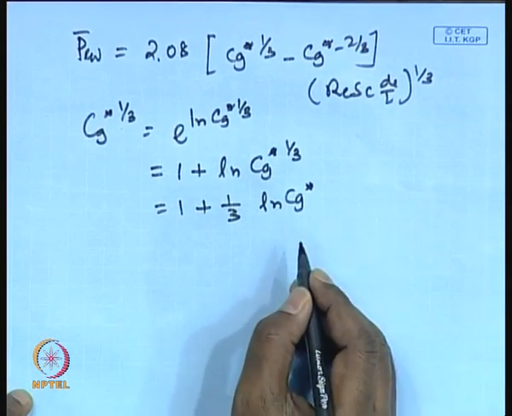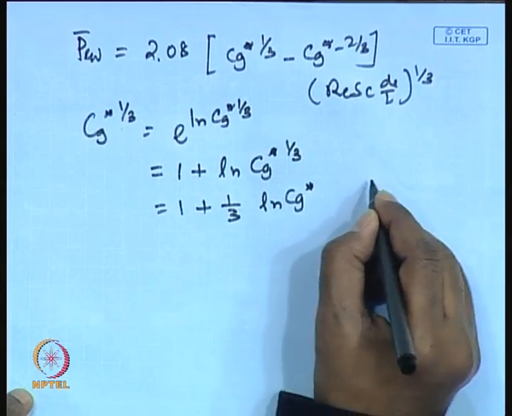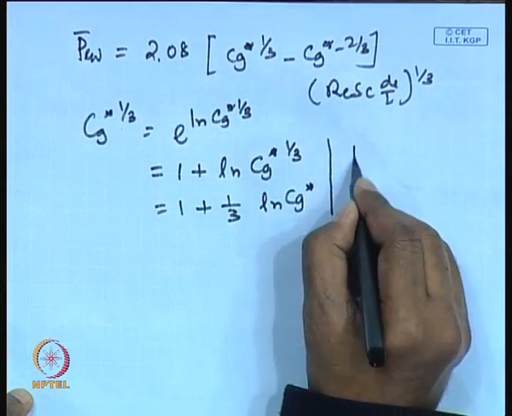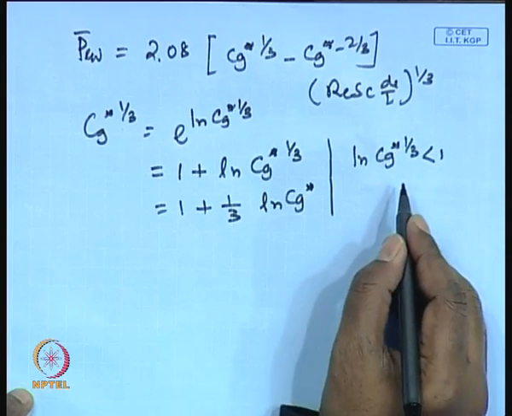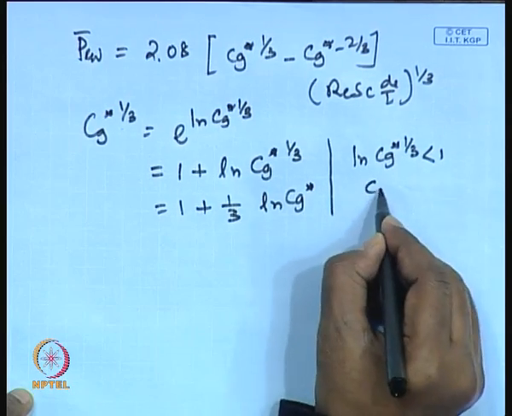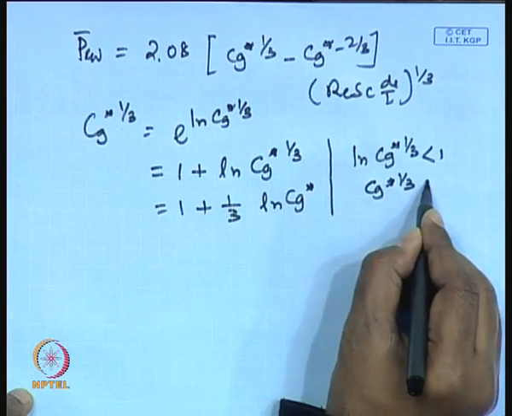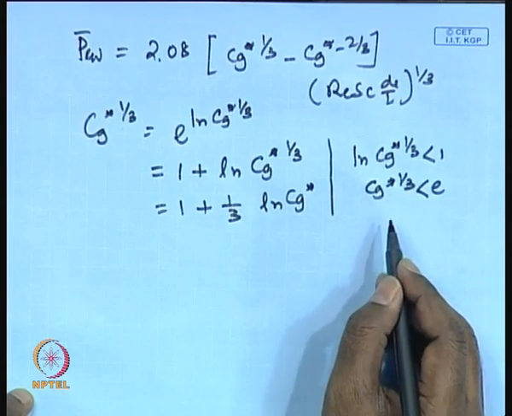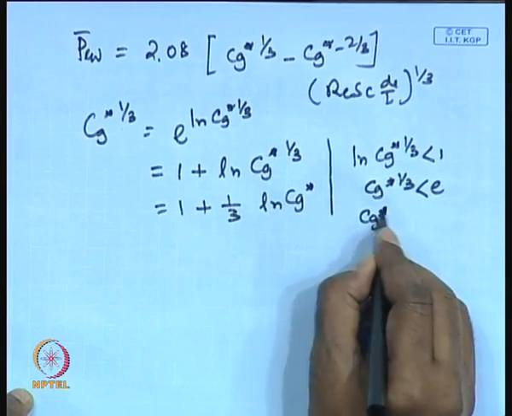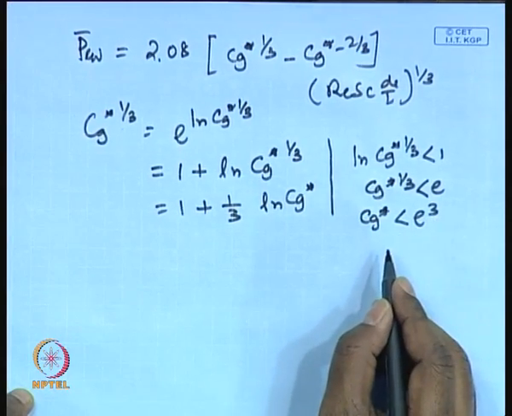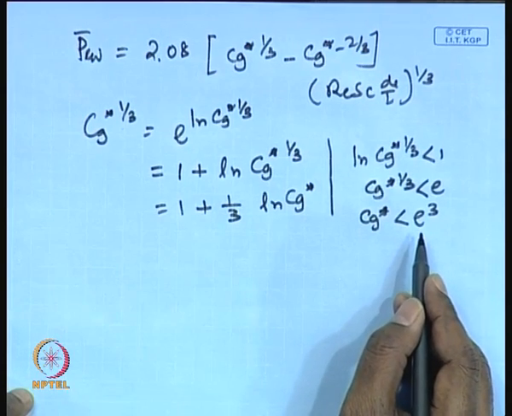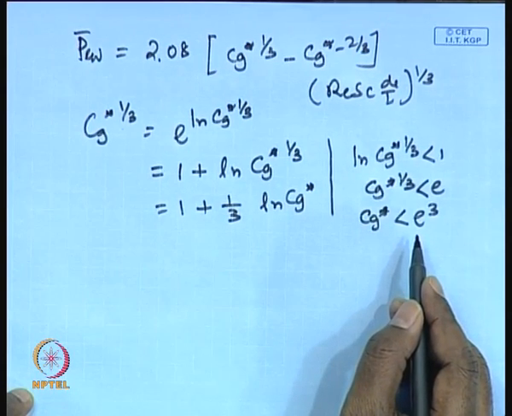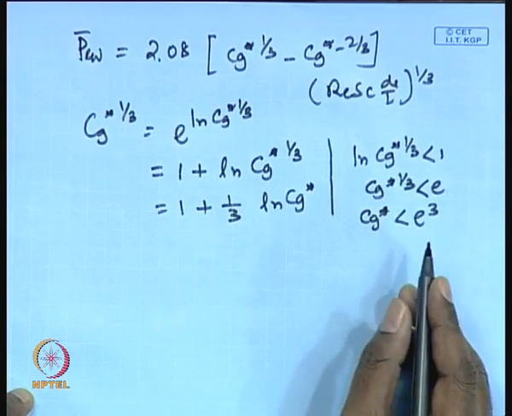Okay. So, what is the limit? The limit is ln Cg star to the power 1 upon 3 is less than 1. That means Cg star to the power 1 upon 3 is less than e. That means Cg star is less than e cube. And if you remember, the value of e is around 2.7, its cube will be around 19 to 20.